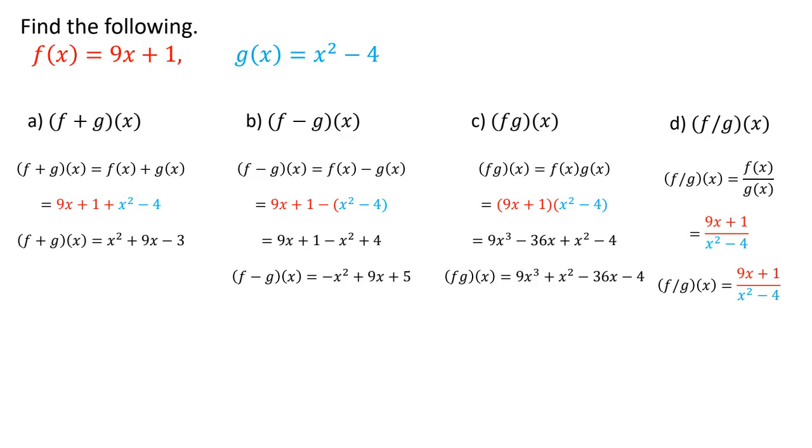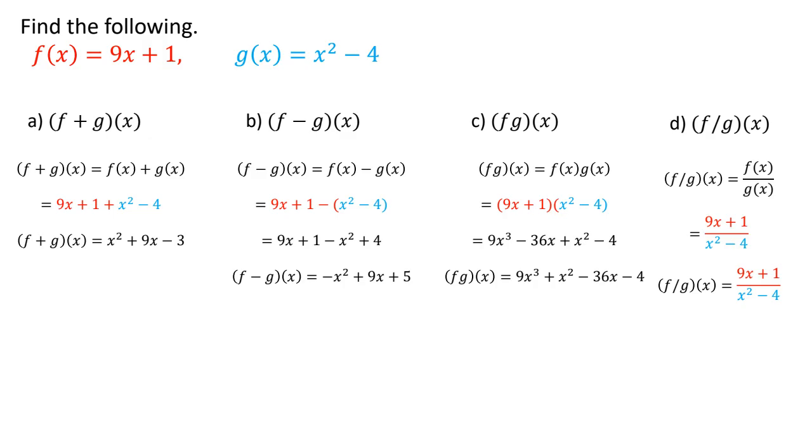And I would simplify if I could, but in this case, I cannot simplify. I cannot remove an x because this one is being added with a 1. This x is squared and subtracted from a 4, so I cannot do anything with it. This is my final answer, 9x plus 1 over x squared minus 4.